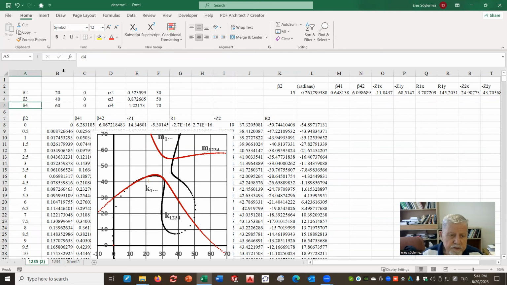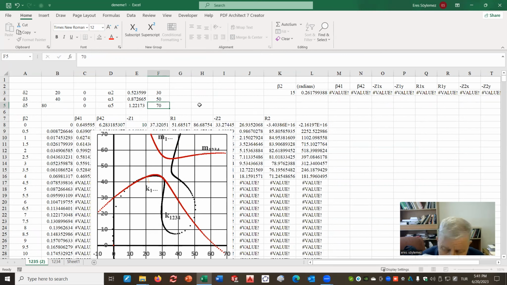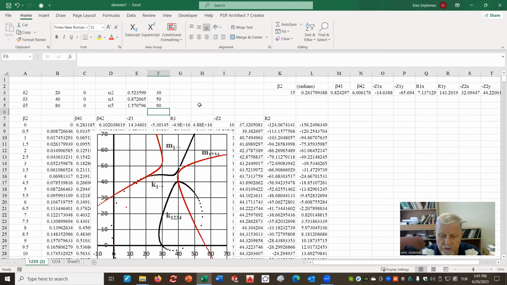And all I have to do is change delta 4 to delta 5, alpha 4 to alpha 5, and refer over here, 80, 0, and this is 90 degrees. As you can see, the circle points and center points change. Now, if you are careful, all you have to do is change this to 5. 1, 2, 3, 5 it is.